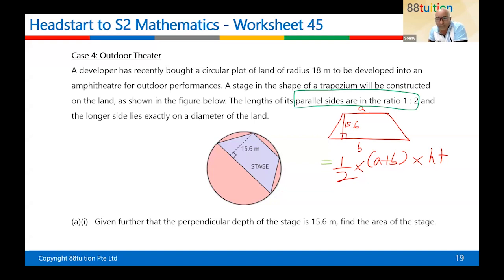When you go back to the first sentence of the question, a developer had recently bought a circular plot of land of radius 18 meters. So if the radius is 18 meters, you can find the diameter, right? And the ratio is 1:2. So you can find the entire length, and you can find this, and you can find this. Now that you know the radius is 18, can you guys work that out now?